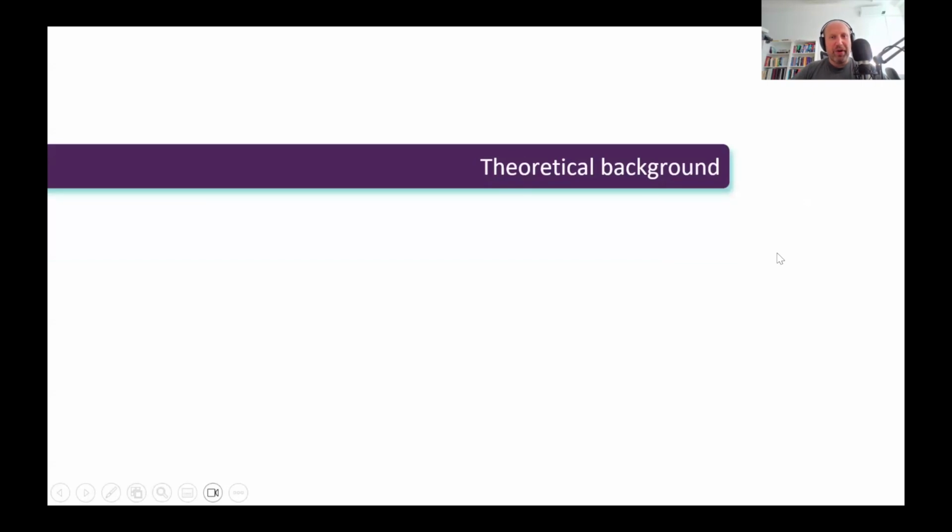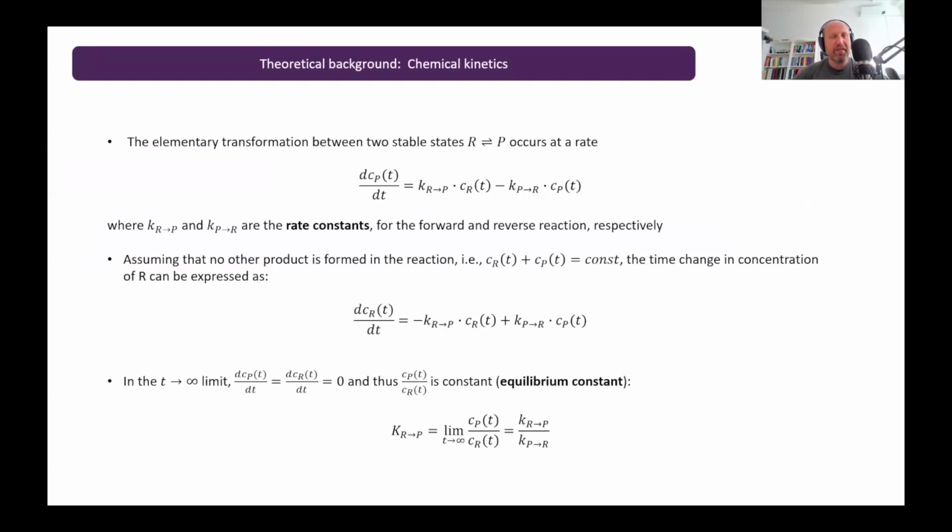Let's start with theoretical background. Let's consider an elementary transformation between two stable states, R, reactant, and P, product. Now, reaction rate is defined as the time change of concentration of product, and it can be expressed like that. Now, C_R and C_P, these are concentrations of reactant and product, and k_R→P and k_P→R are rate constants for the forward and the reverse reactions.